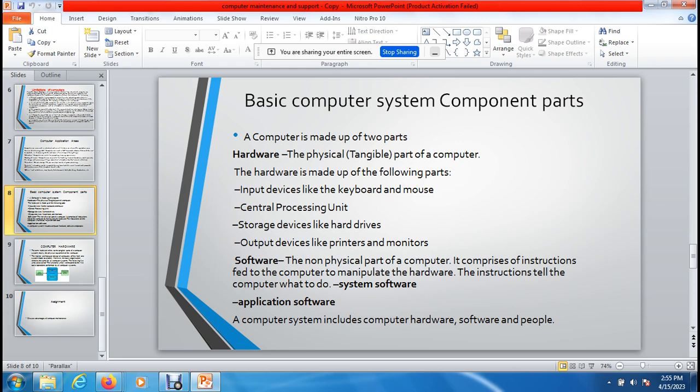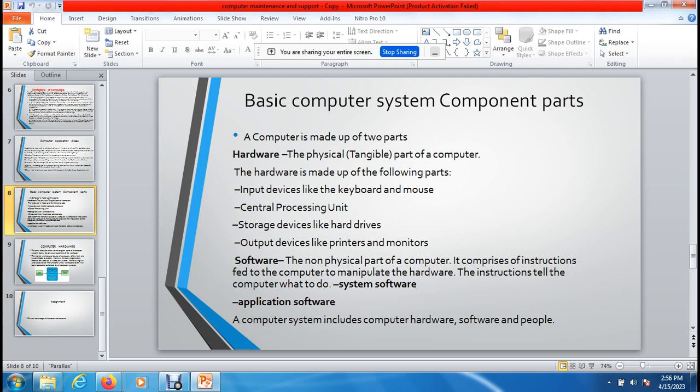The hardware, these are the tangible parts of a computer. The hardware parts include the input devices, central processing unit, storage devices, and output devices like printers and monitors. We are going to look at computer hardware in our next content, so then we know what it comprises.